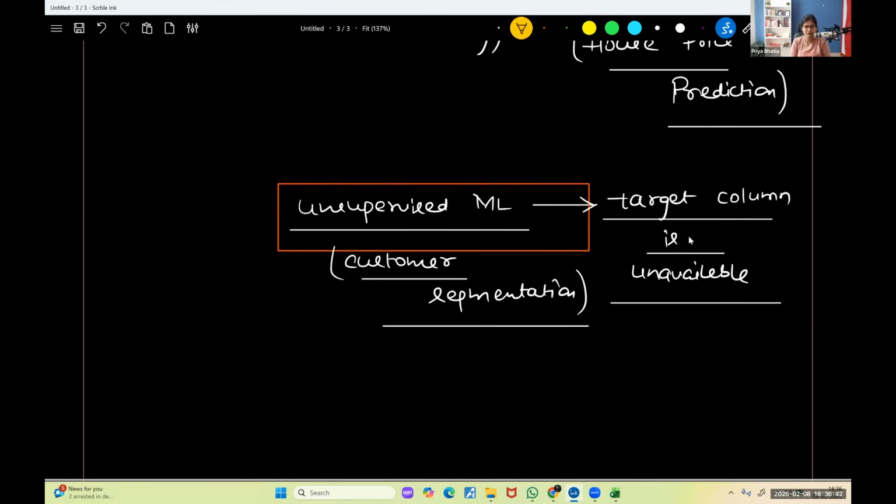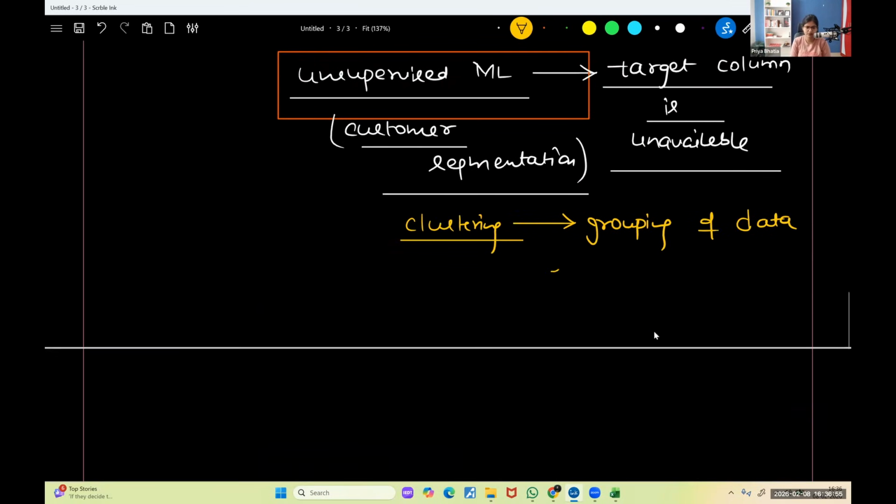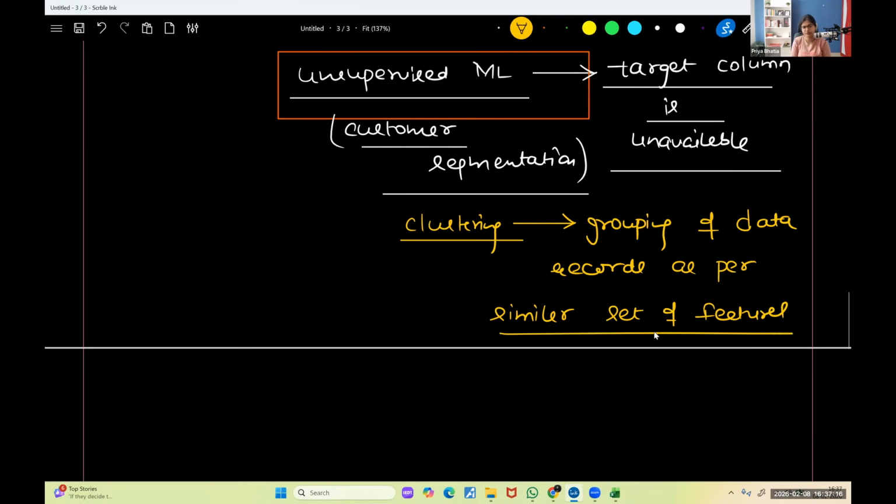Over here, there is a concept of something called clustering. Clustering means we will do a grouping of data items or data records as per similar set of features. So that is what will come under a clustering concept.